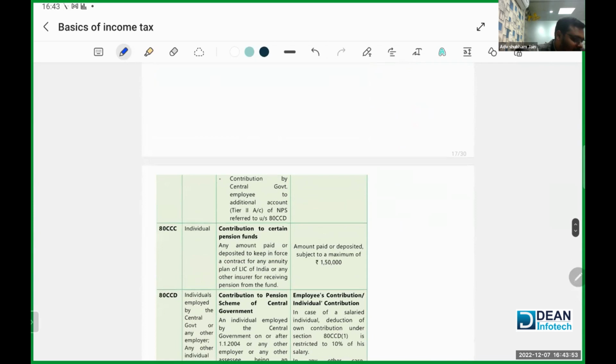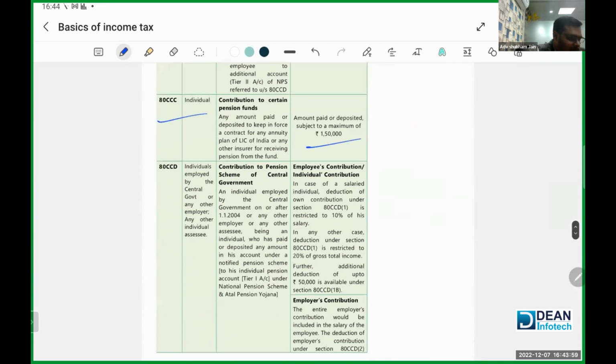Then there are various other deductions such as 80CCC, contribution to certain pension funds, 80CCD. This all gets covered under 80C only.